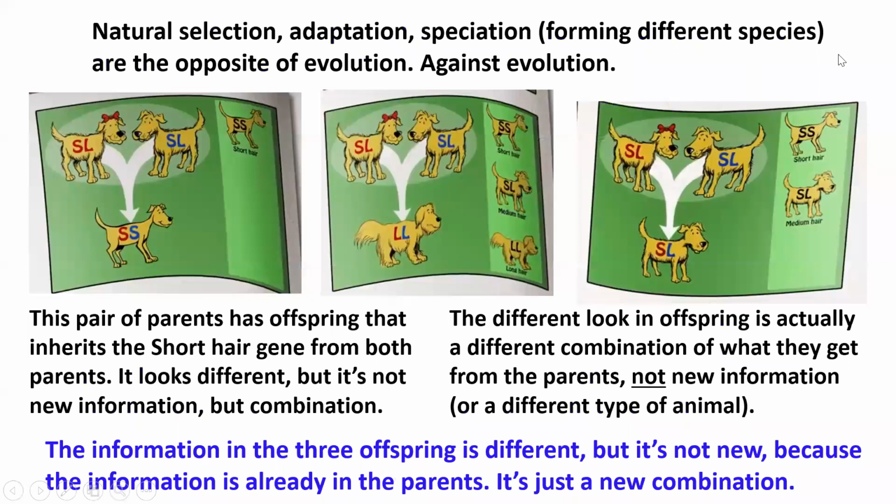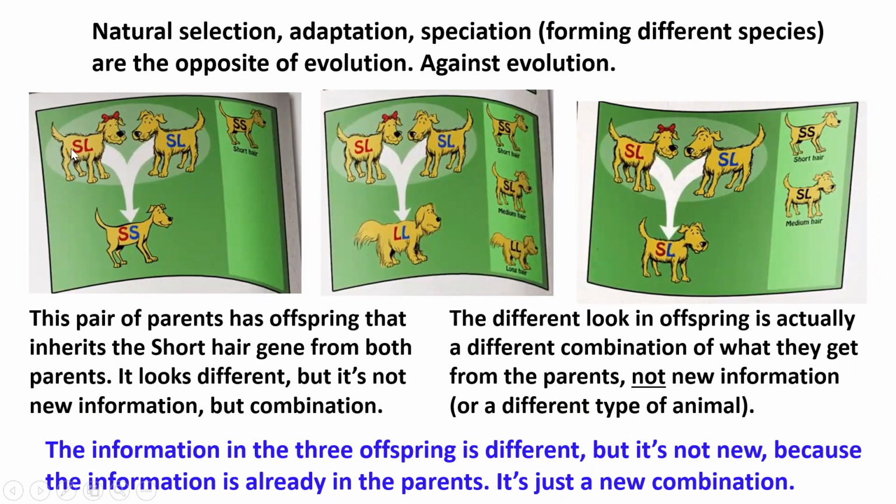So what takes place is actually natural selection, adaptation, and another term called speciation. That means forming different species. And these are the opposite of evolution. They are actually against evolution. Okay, so we have a picture here, for example, starting with this pair of parent dogs.